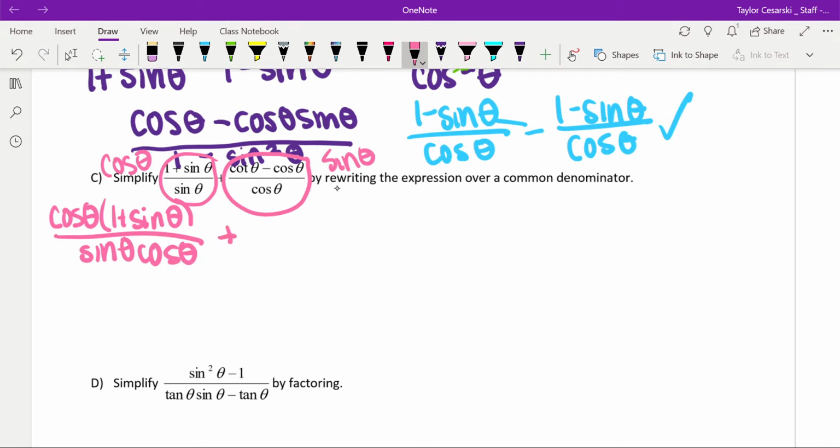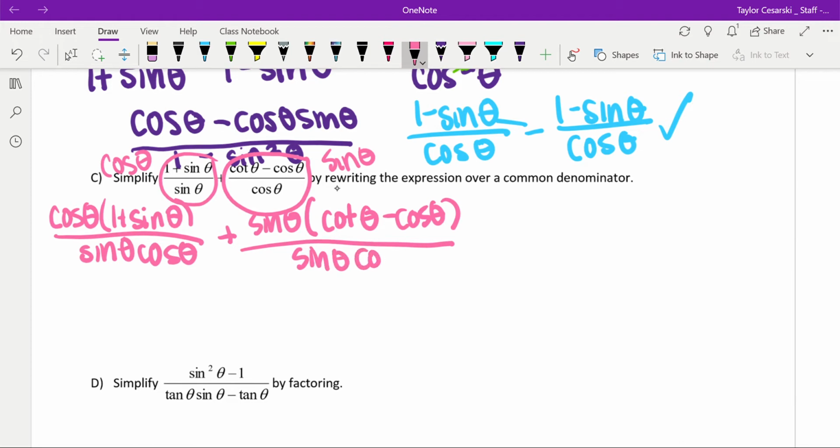Alright, plus sine of theta, cotangent of theta minus cosine of theta, over sine of theta, cosine of theta. Alright, so now I'm going to multiply some stuff out. So I get cosine of theta times 1, so this is all going to be over my common denominator.